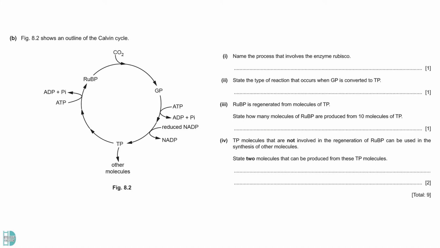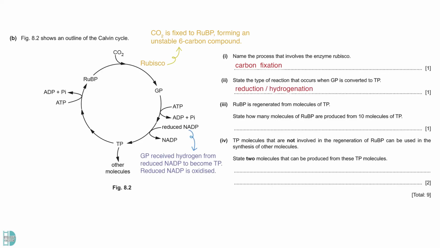B1. Name the process that involves the enzyme Rubisco. This is the enzyme that catalyzes carbon fixation, where carbon dioxide is fixed to RuBP, forming an unstable 6-carbon compound. GP receives hydrogen from reduced NADP to become TP. So, this is a reduction by hydrogenation. For reduced NADP, it is oxidation by dehydrogenation.